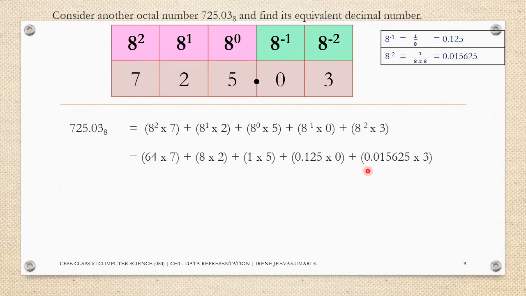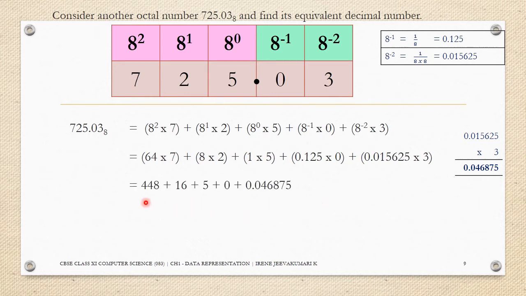0.015625 into 3. In this expression, the multiplication operator gets the highest precedence. So let us evaluate all these multiplication operators. 64 multiplied by 7 gives 448, 8 multiplied by 2 will be 16, 1 multiplied by 5 will be 5, 0.125 multiplied by 0 will be 0, and 0.015625 multiplied by 3 will be 0.046875. Let us substitute all these values in this expression.